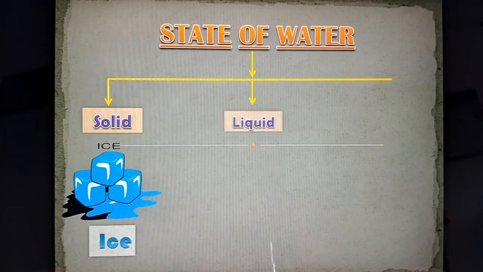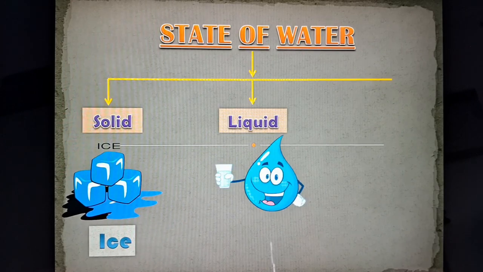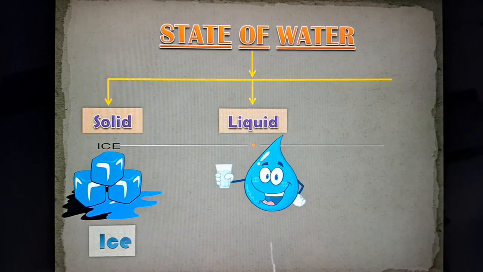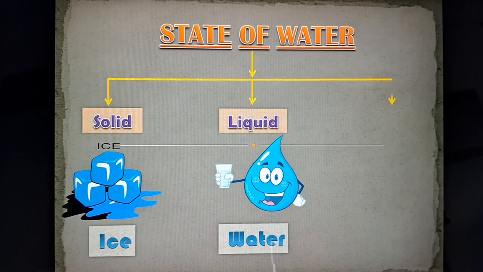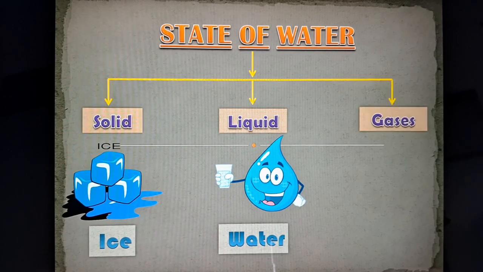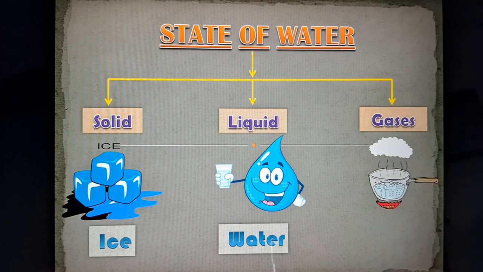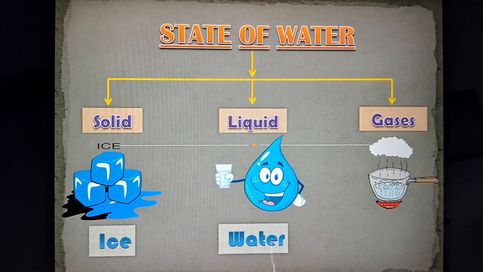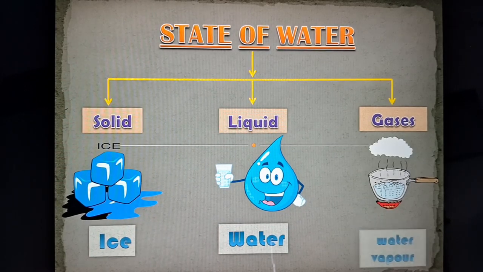Now the second one is liquid. You drink water daily. This water is the liquid form of water. Now the third form of water is gas. When you boil the water, it forms water vapor. This water vapor is the gaseous state of water.